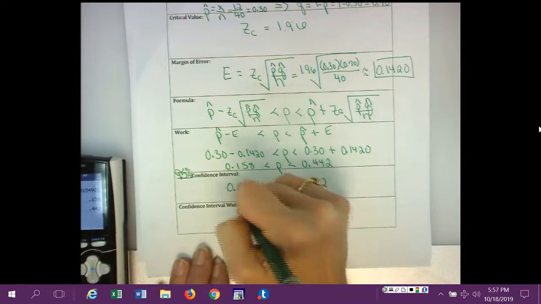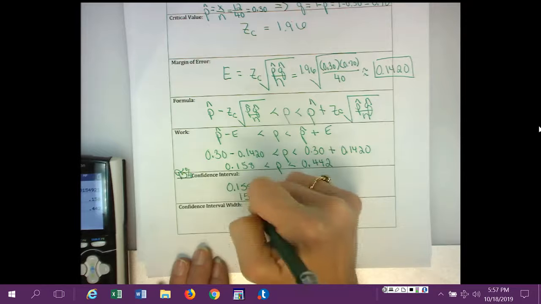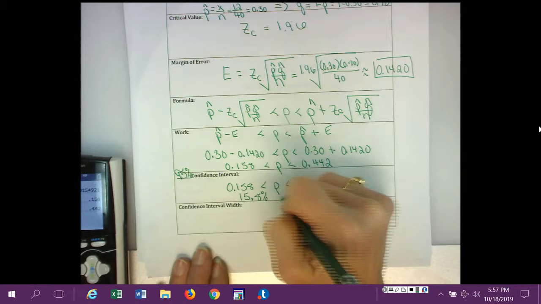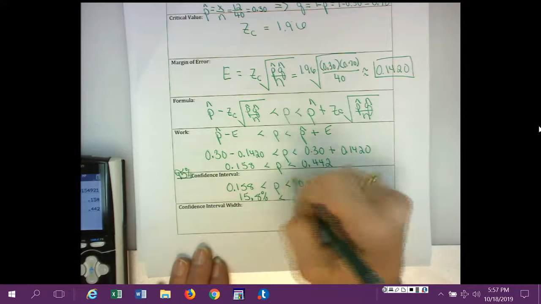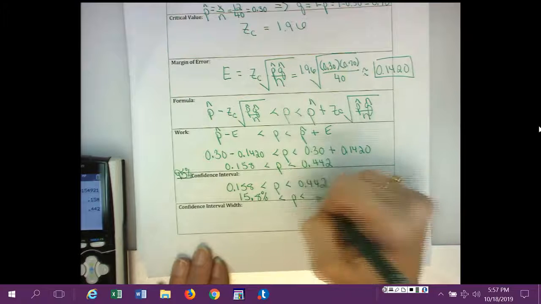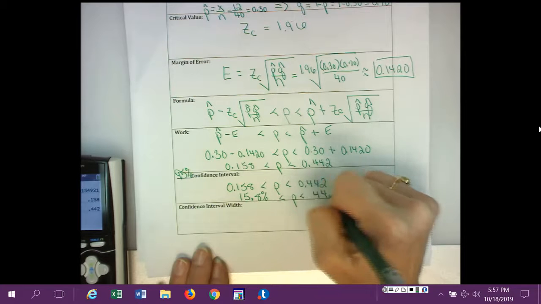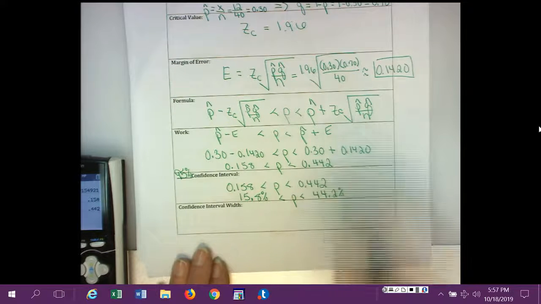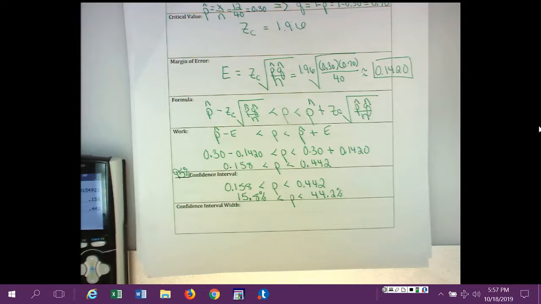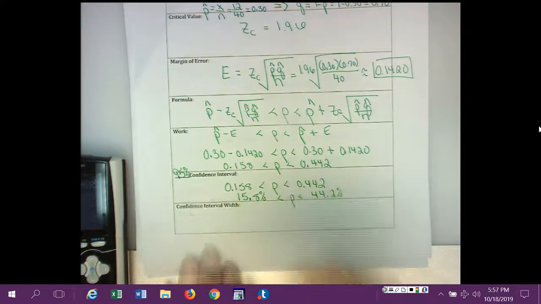Another way to write it, since it is proportion, is 15.8%, 44.2%. We are 95% confident that the true population proportion of people everywhere exposed to anthrax is between 15.8% and 44.2%.